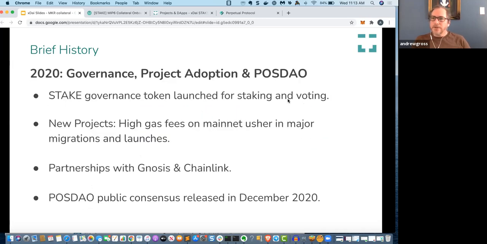2020, we've seen a ton of adoption. One of the major things that we pushed out this year, of course, was the stake governance token. So that's used for staking on xDAI. We've also started using it for stake weighted governance so that users can use it for stake weighted voting. We've had some big partnerships this year with Gnosis and Chainlink and a ton of new projects.